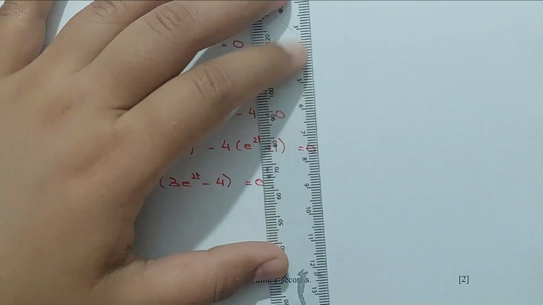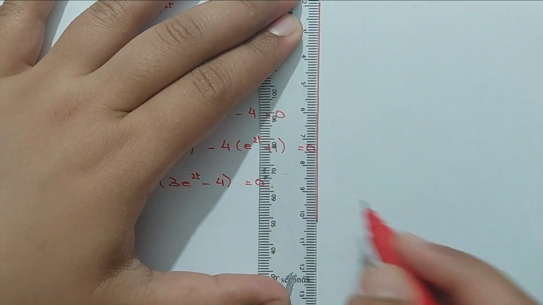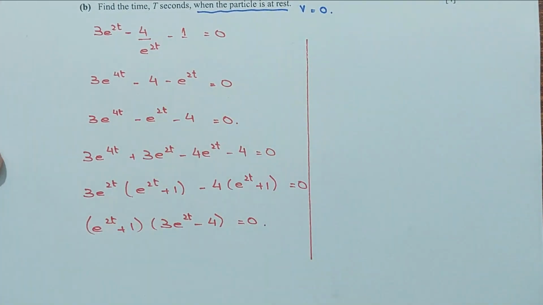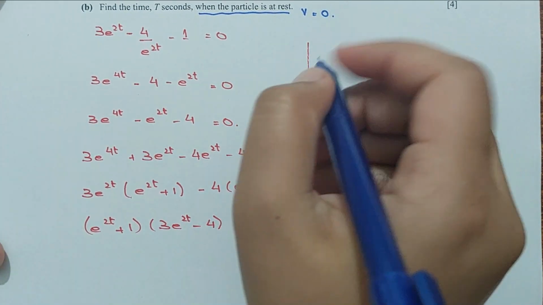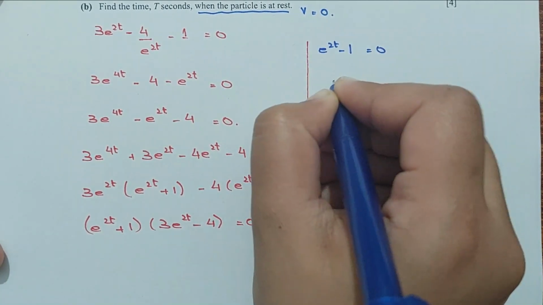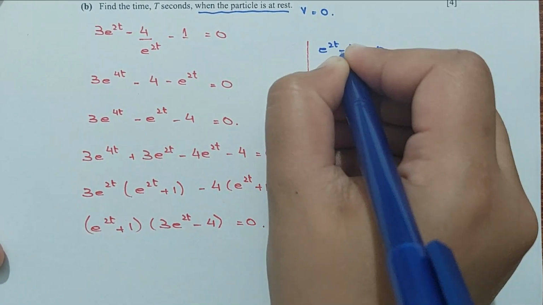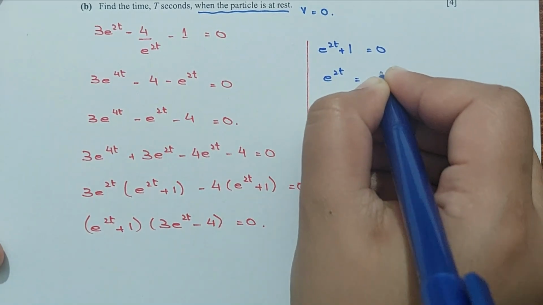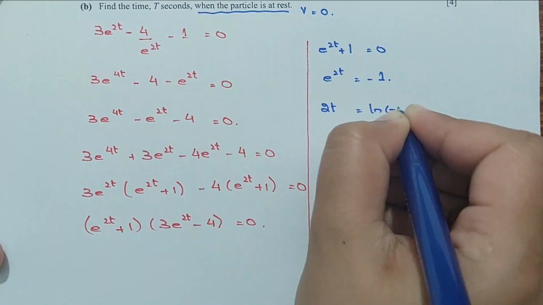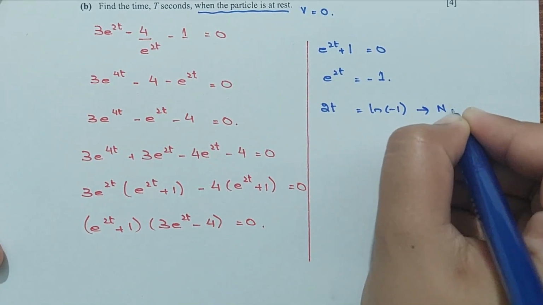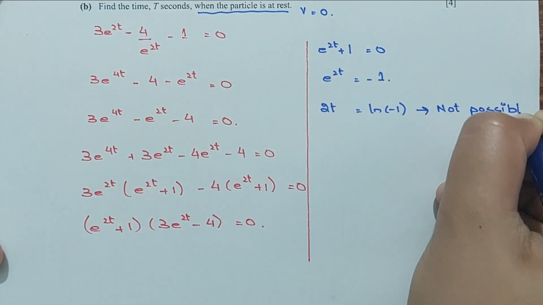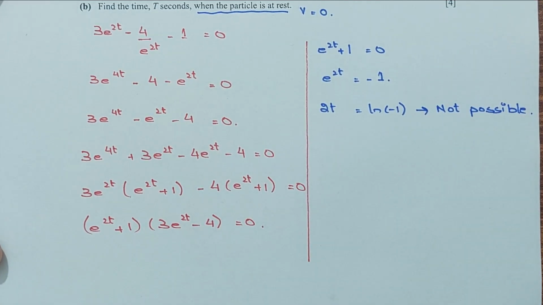So we can say the first factor is e power 2t plus 1 equals 0. So e power 2t is equal to negative 1, right? So 2t is equal to ln of negative 1. This is not possible. So there is no value of time from here because the natural log of a negative number does not exist.